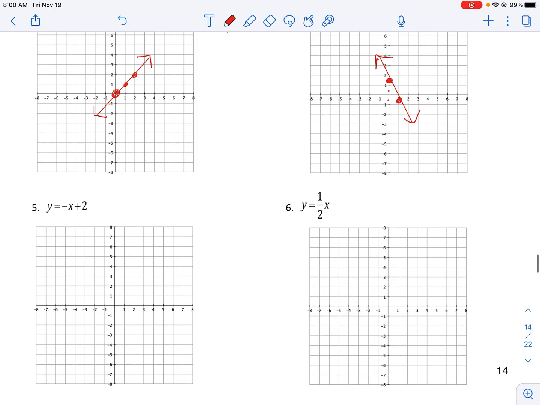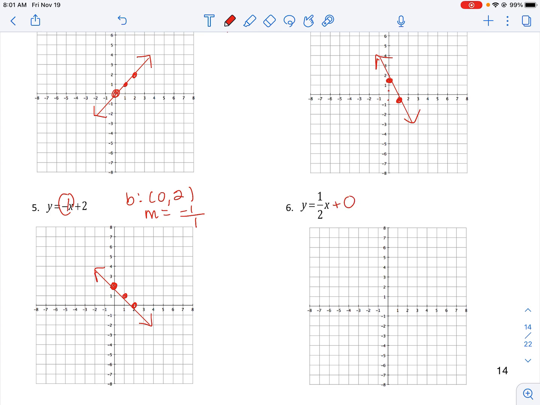Okay. Last two. My y-intercept is (0, 2). So I'm going to start here. The number in front of the x is -1. So I always like to write my slope as a fraction. So it's really -1 over 1. So I'm going to go down 1, to the right 1. Do it one more time. There's my line. Sketch your graph.